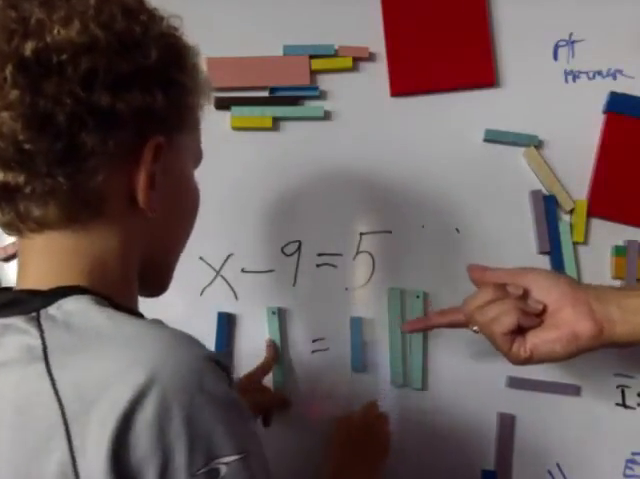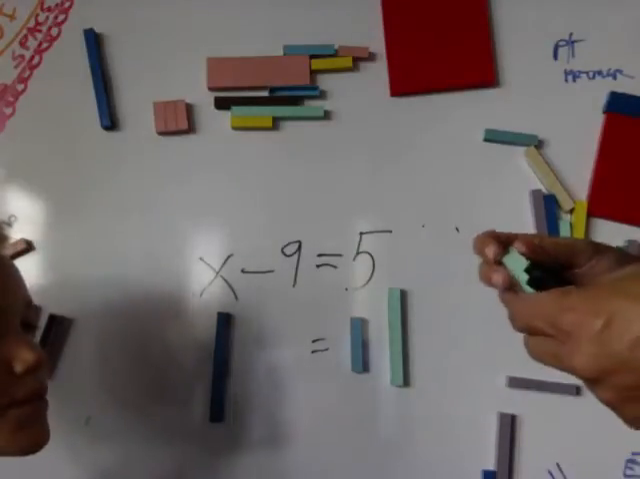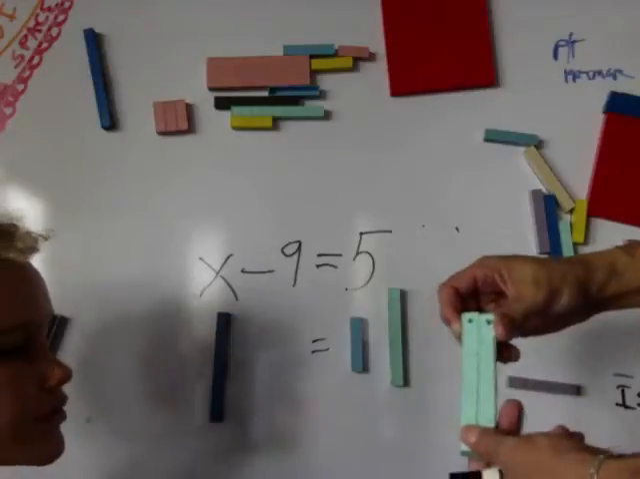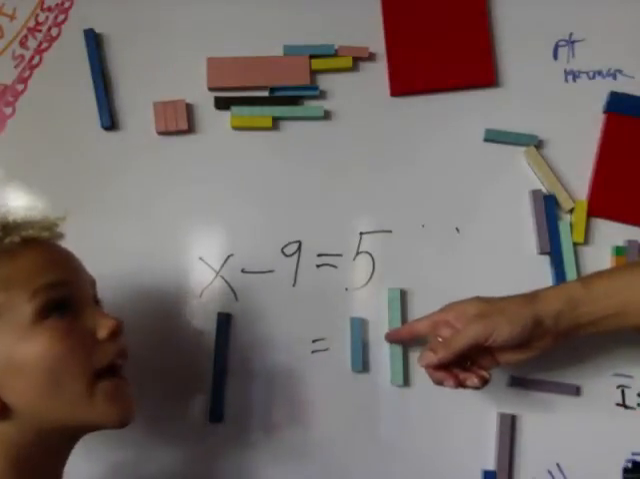Oh no, this one's negative. Tell me what's the same. What two things are the same? Here and over here. Now we've got stuff that's the same. What did we just do? We just took away the stuff that was the same.